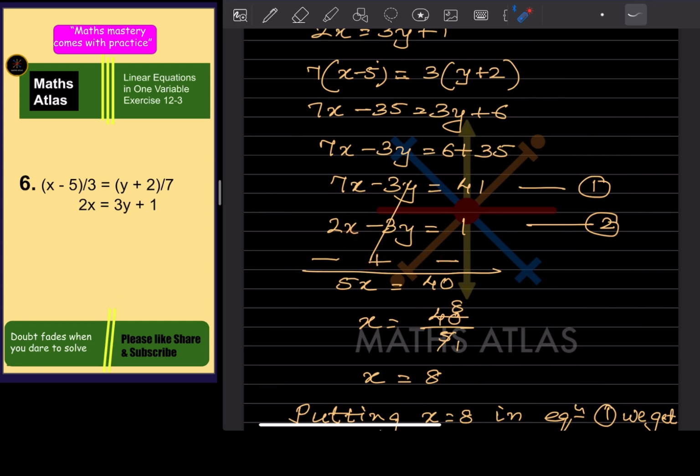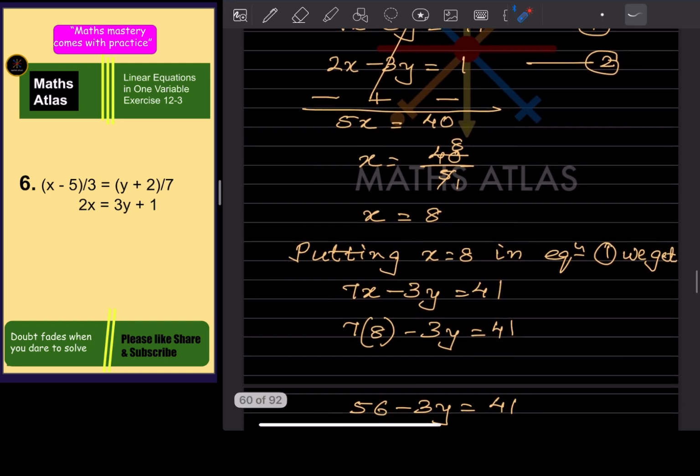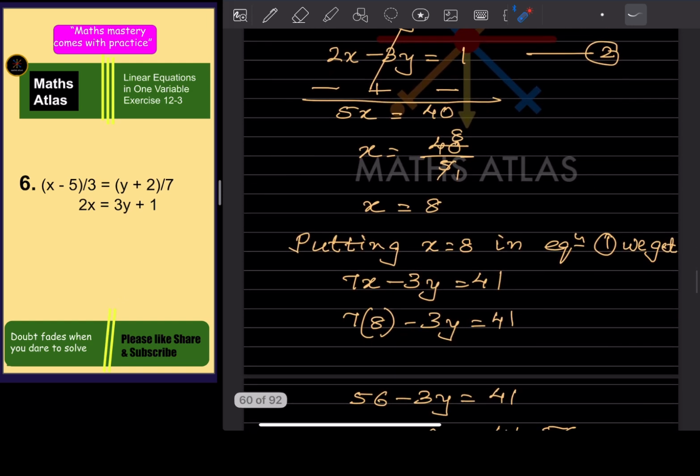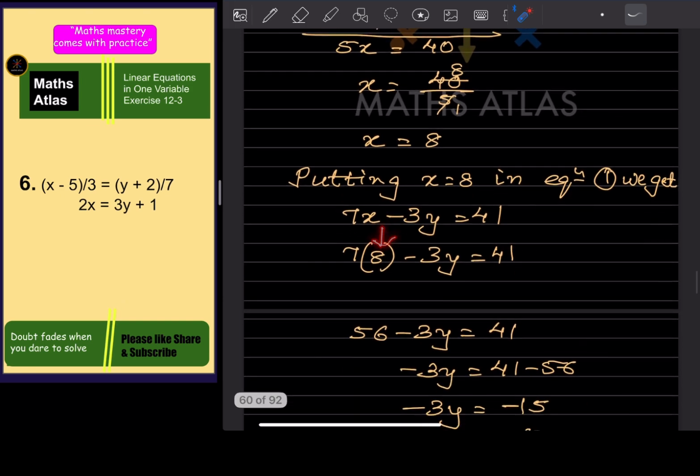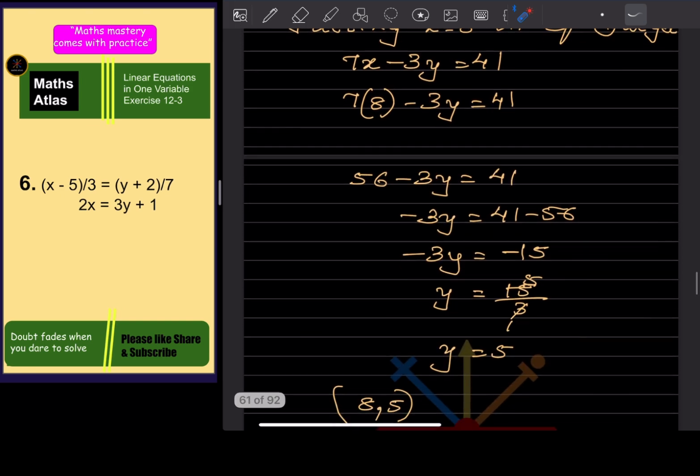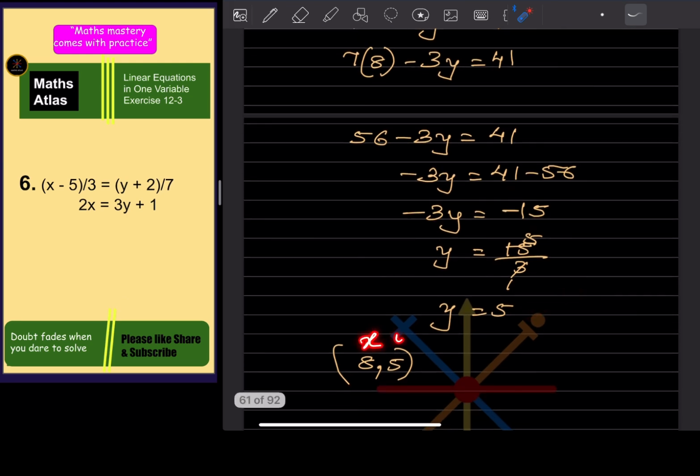So 5x will be 41 minus 1, that is going to be 40. So x will be 40 by 5, which is 8. So putting x is equal to 8 in equation number 1, in place of x we are going to put 8. After solving this one, we get y as 5. So this is the x value and this is the y value.